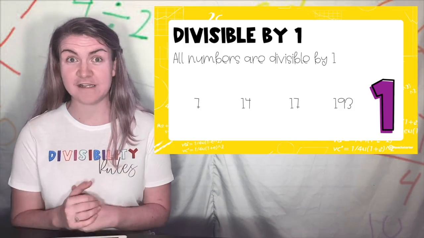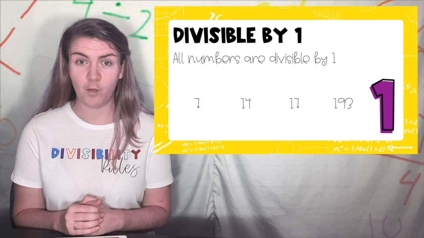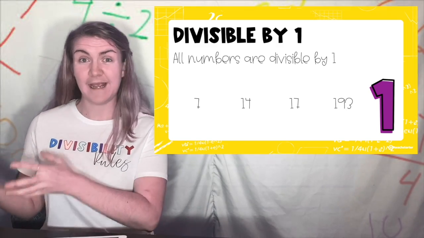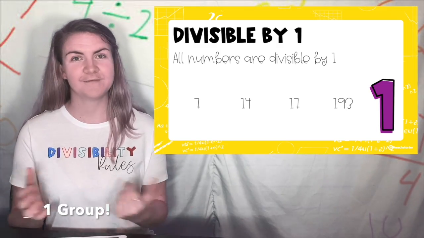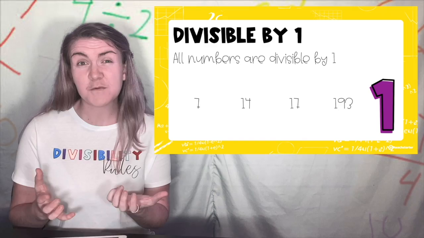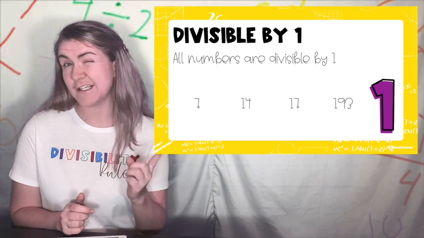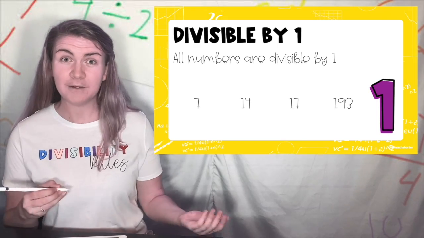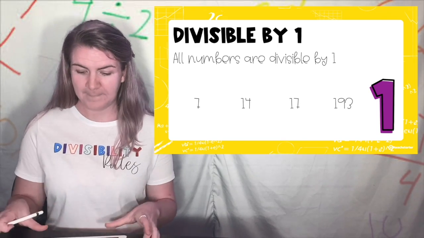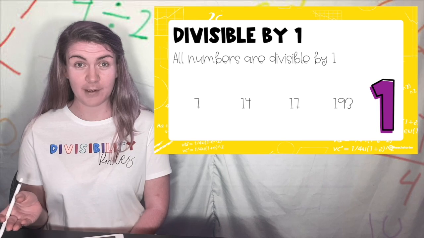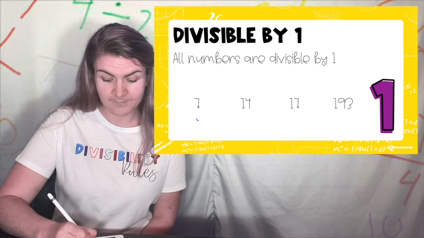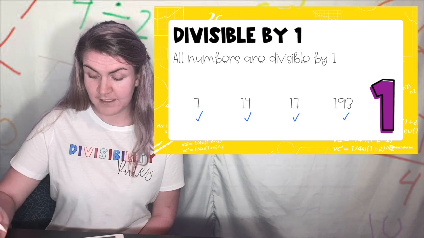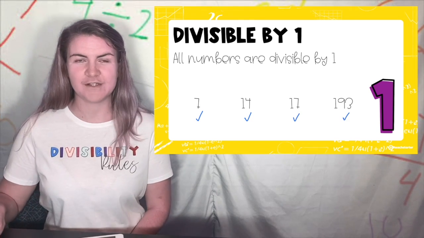We're going to start with the easy ones. Is something divisible by 1? Well, all numbers are divisible by 1. We can take any number and put it into a group of 1. So this one's super easy. Although it's not actually very useful most of the time, because if we take a number and divide it by 1, it's going to end up as the same number. But let's see, are these numbers divisible by 1? Well, as long as they're a number, they are divisible by 1. So 7, 14, 17, and 193, all divisible by 1.